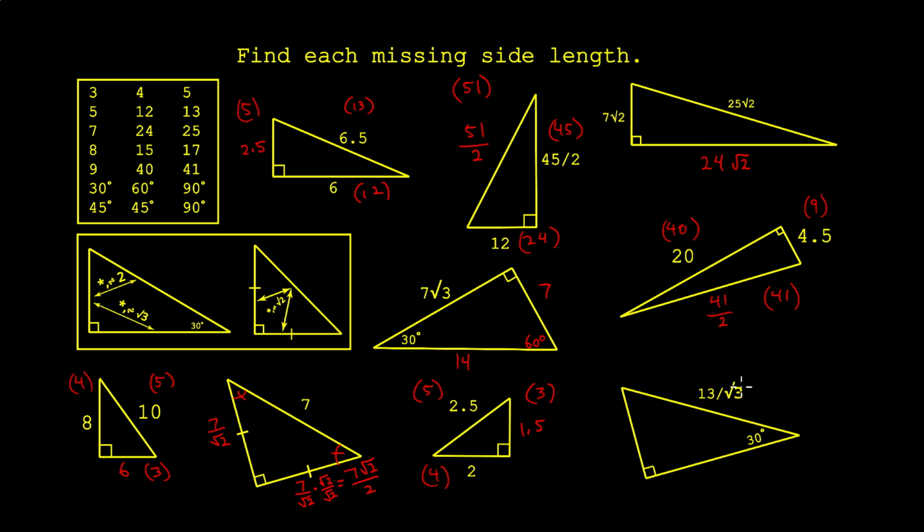Last triangle, we have 13 root 3, and we have a 30 and a 90, so that's a 60. So this is a 30, 60, 90. Now remember again that going from the hypotenuse of a 30, 60, 90 triangle to the short side, you divide by 2. So this will be 13 over 2 root 3. And then going from the short side to the mid side of a 30, 60, 90, you multiply by root 3. So that is going to be 13 over 2 root 3 times root 3. So then this will be 13 times 3 over 2, which will be 39 over 2.